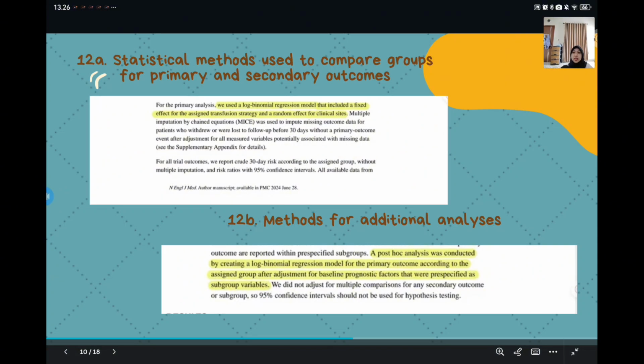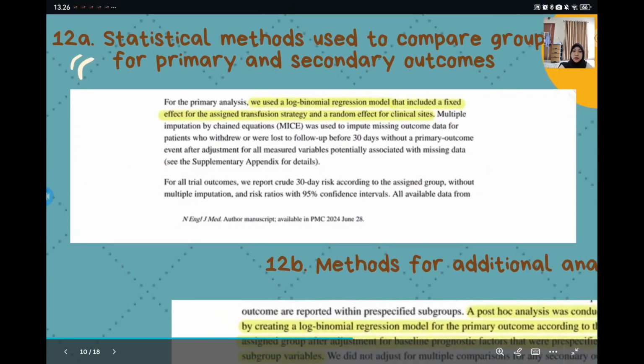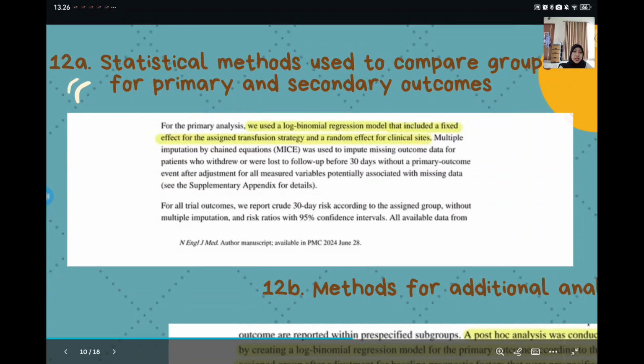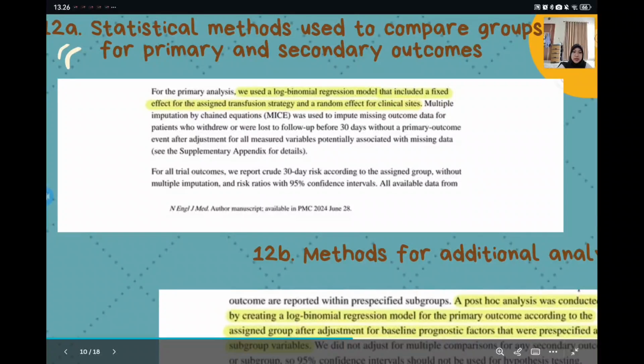Next is statistical method used to compare groups for primary and secondary outcomes. The statistics are strong. They use a method called log-binomial regression and also Kaplan-Meier analysis. They also explain how they handle the missing data.